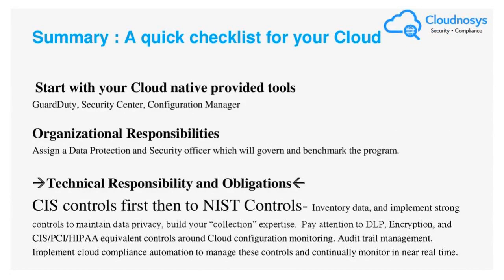Now, as a quick summary, to bring it to a conclusion, we try to keep our talk track to about 30, 35 minutes and answer any questions at the tail end. So as a summary, a quick checklist is that you need to start with the cloud native tools that are provided to you. And we put up a matrix on what those tools are all about. You've got to be able to pull it all together, and it starts with some organizational responsibilities to have a data protection security officer in place and have a program in place. That whole process could be run through CIS controls, which is a good first step, totally, but you should be moving towards the NIST controls because you need to build your collection expertise, and you need to pay attention to technologies like DLP, encryption, and configuration monitoring, right? Because all of that ties into your audit trail process and your data governance posture. That's how it's built.